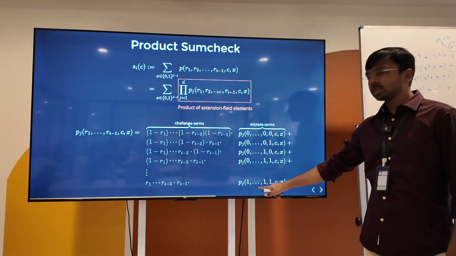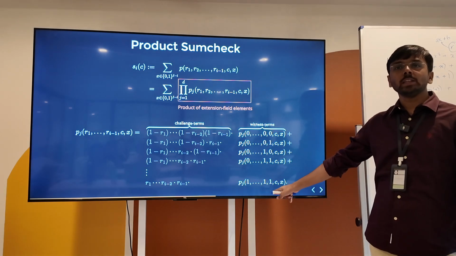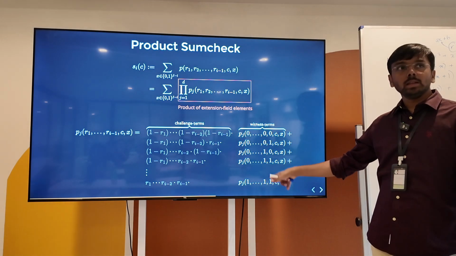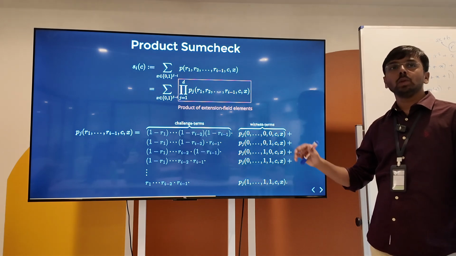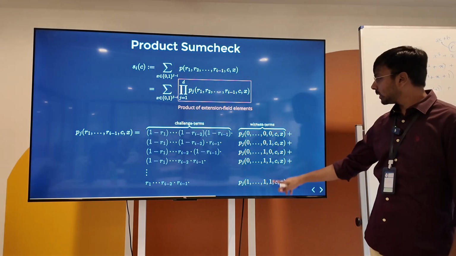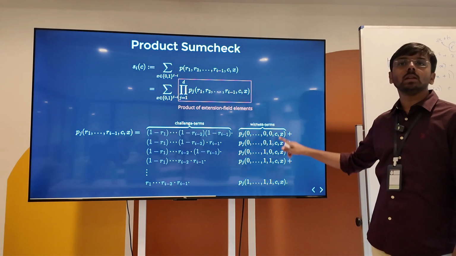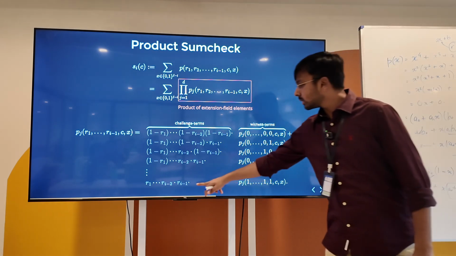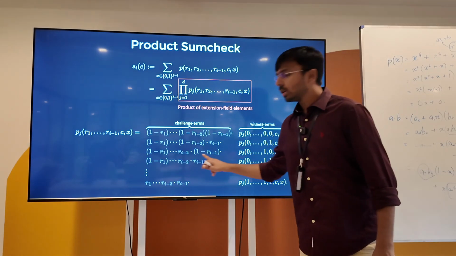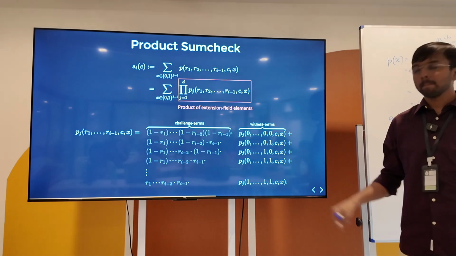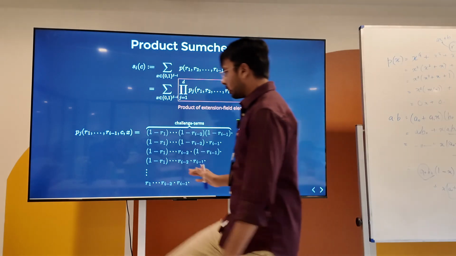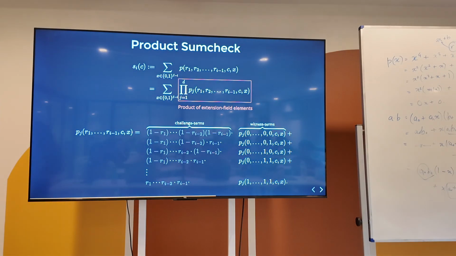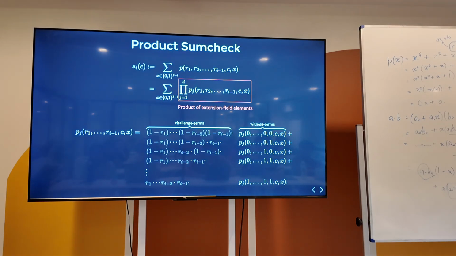These witness terms are from the smaller field, from the base field. So in this case that we are discussing, GF2 and GF2 to the power 128, these are 1-bit elements. These are literally zeros and ones. But each of these is a 128-bit number. So the idea is to separate your challenge and witness terms as much as possible, and to delay it as much as possible.